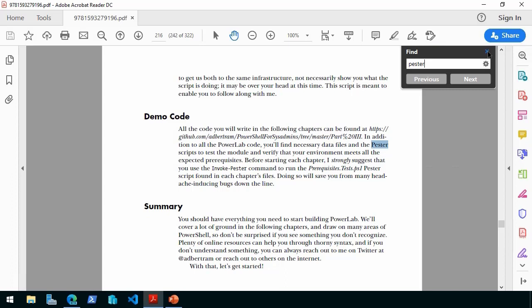Okay, I've done a control F to look for Pester testing. Adam is pretty well known for his work with Pester testing, and it's great that he included that in this book here. It looks like there are some code samples here. I forgot about this when I initially went through the book. Looks like GitHub, AD Bertram, PowerShell for sysadmins. That really needs to be on the No Starch Press website, it seems to me.